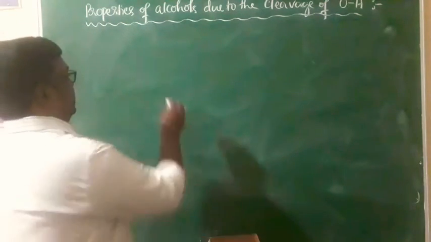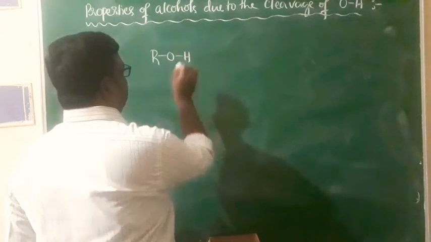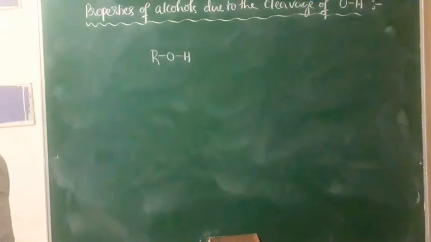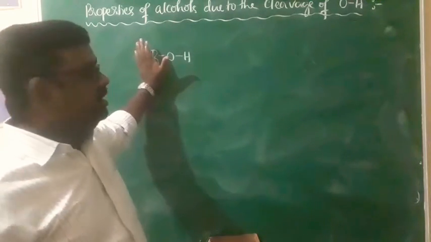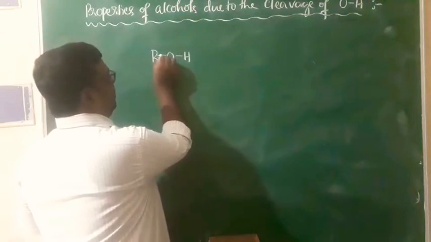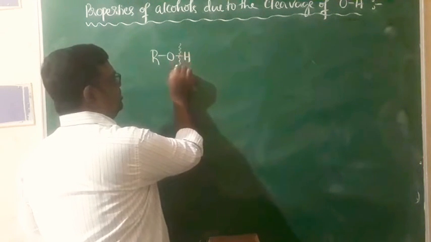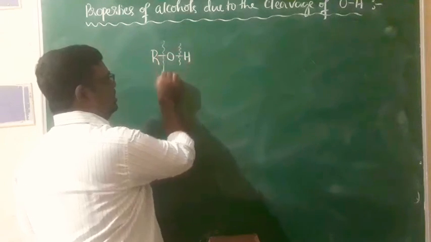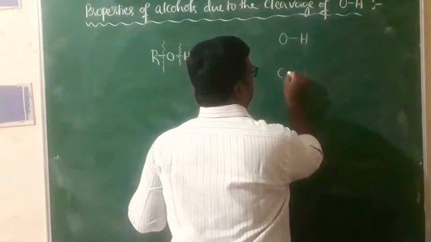As far as chemical properties are concerned, the chemical property of any organic compound depends on the structural formula, that is, the arrangement of the atoms in a molecule of a substance, right? In the molecule of alcohol, we have two kinds of bonds. One is the OH bond, another is the CO bond, right?